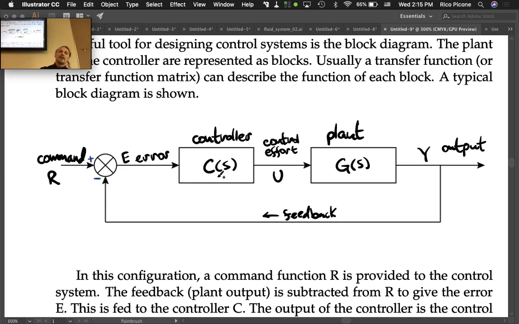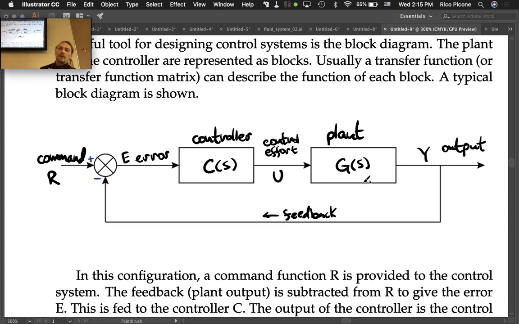The second one is when you go through the first block, the output of the first block is just the input of the first block multiplied by the transfer function. In the Laplace domain, that's what the output is. And so that's the second equation: U equals C times E.